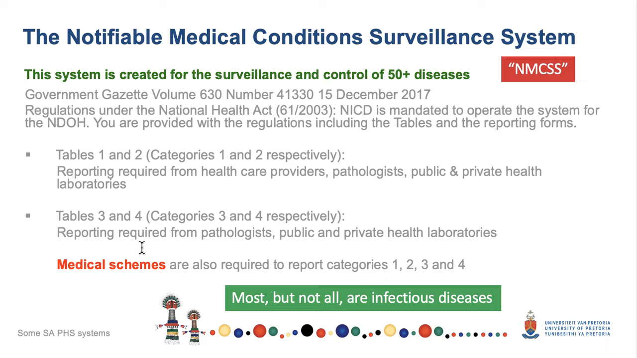It doesn't mention it in the appendices, but it does mention elsewhere in the regulations that medical schemes are also required to report categories 1, 2, 3, and 4, and that part of the system is currently being set up. Remember, although most of these are infectious diseases, there are 1 or 2 examples where they aren't infectious diseases at all.